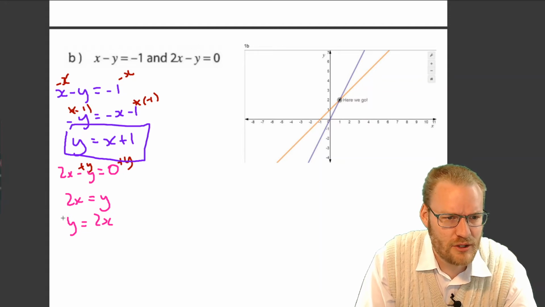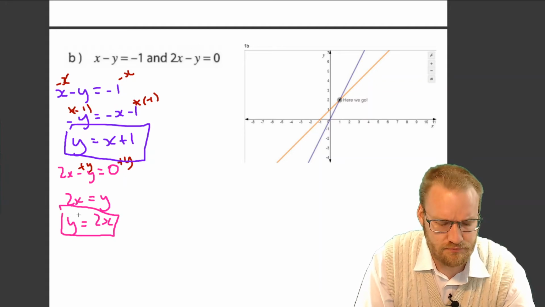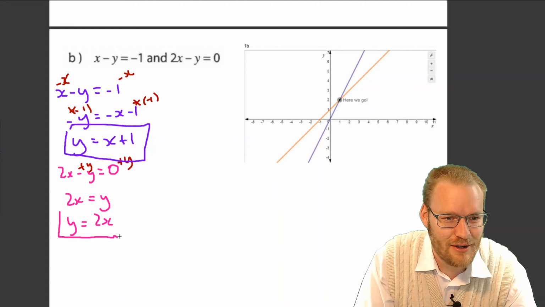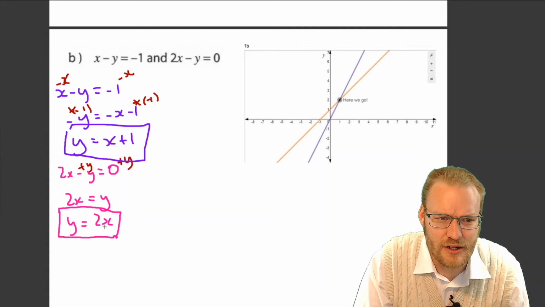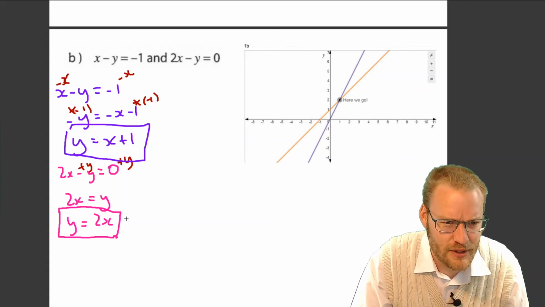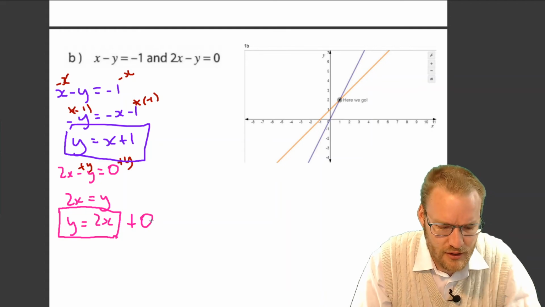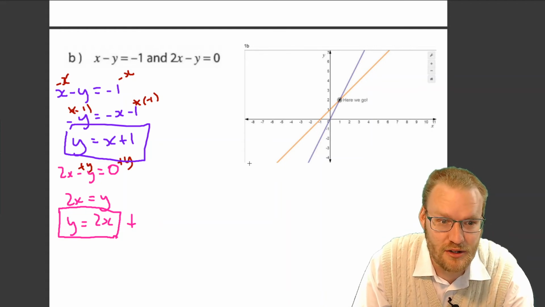Now, quick question as well. What's the y-intercept of this function, this second function, y equals 2x? We can see from the graph and from here, look, we're plusing 0. In other words, our y-intercept is 0, 0.